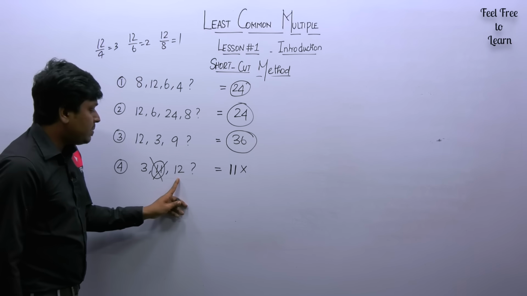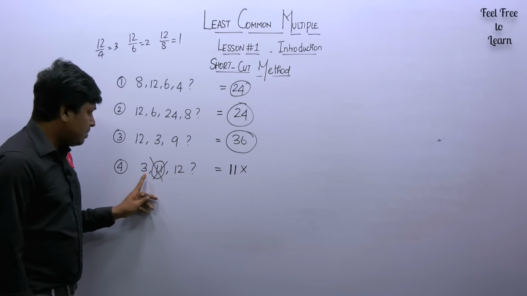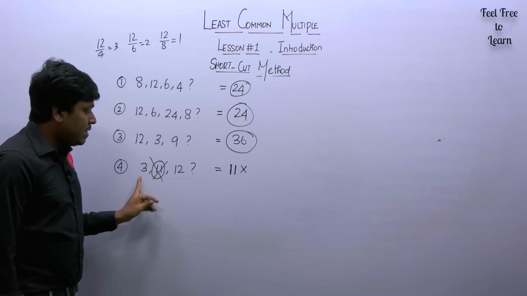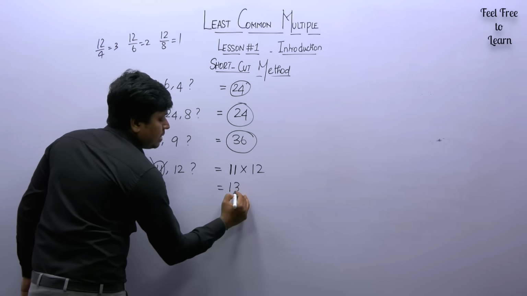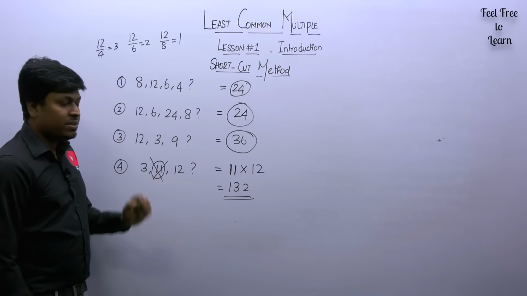So 3 and 12, which is the biggest number here? Number 12. So number 12 is divisible by 3 or not? Yes. Number 12 is divisible by 3. So for 3 and 12, the LCM is 12. So write 12 here. So this becomes 132. Yes, 132. So 132 will be the LCM for this number.